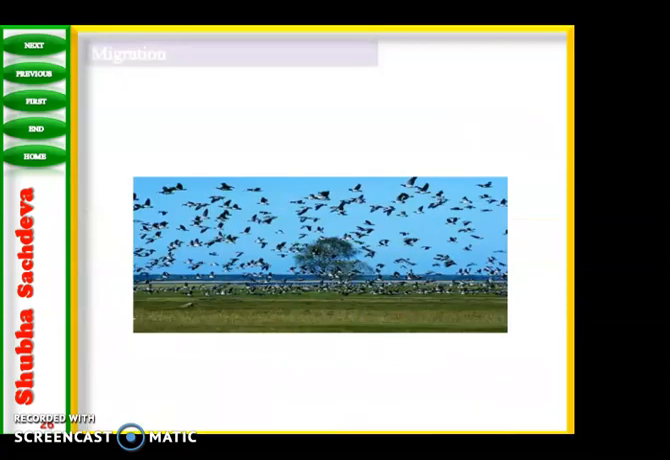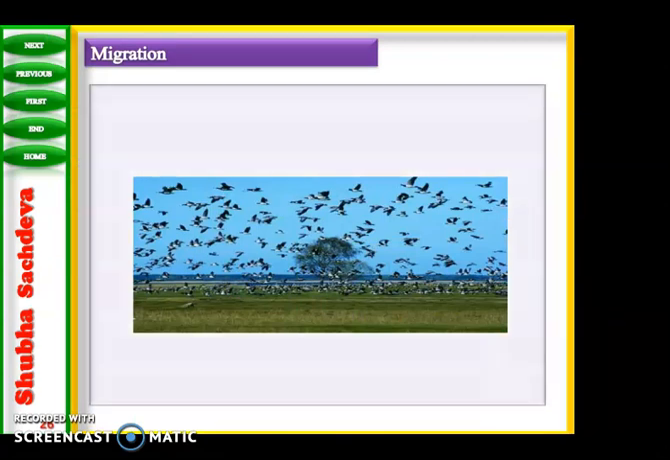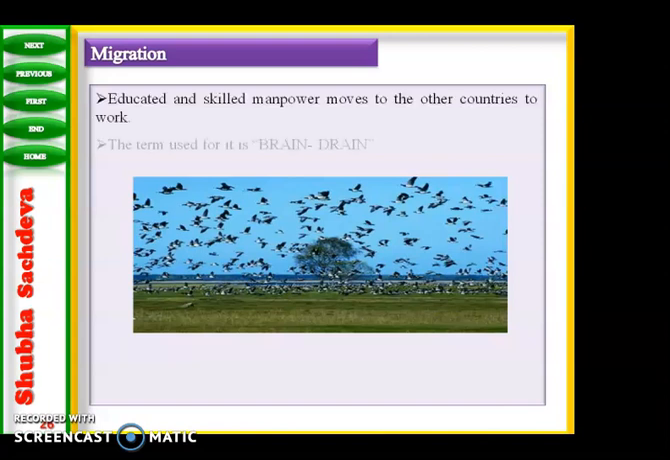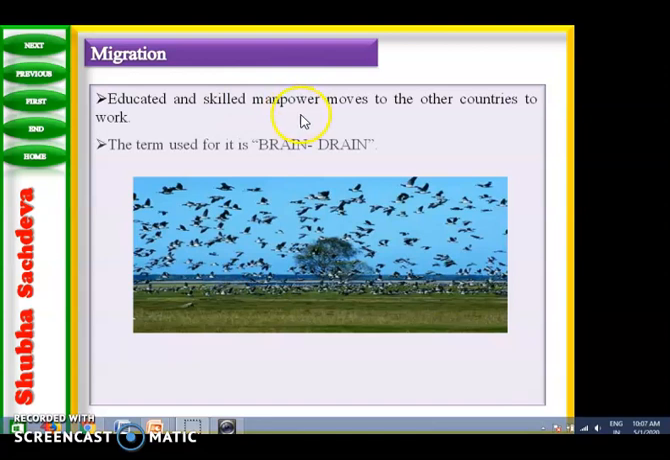The next is migration. Migration means when a person moves from one place to another in search of a job, good salary, good wages. Educated and skilled manpower moves to other countries to work. The term used for this is brain drain. This is a very important question from the 1 mark point of view.